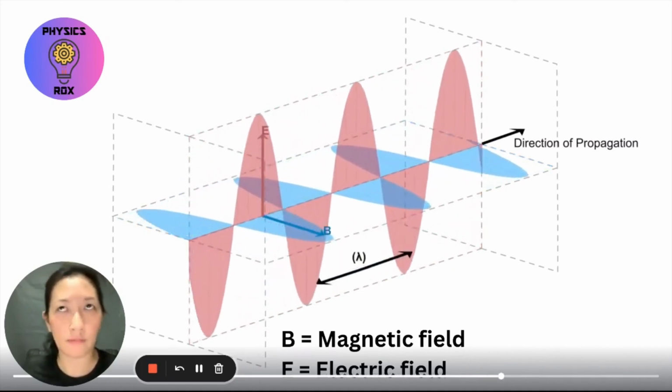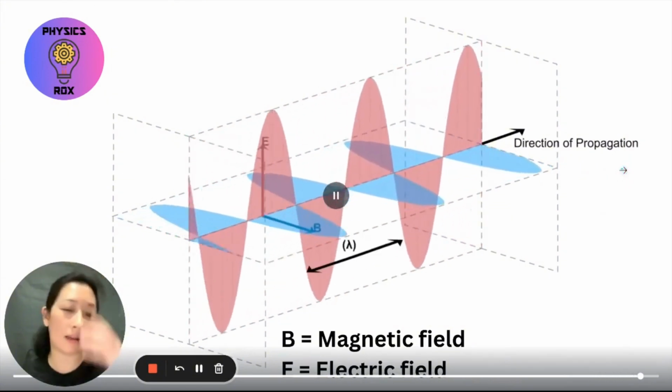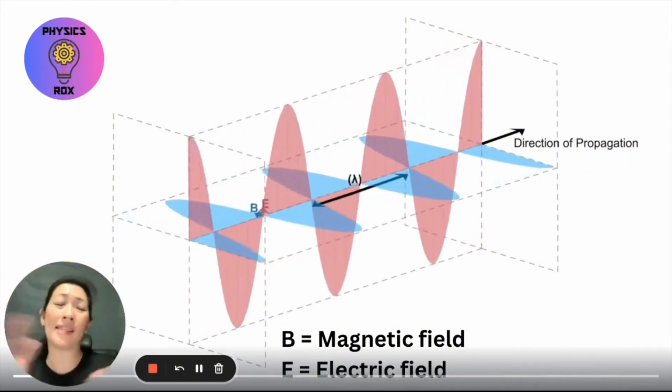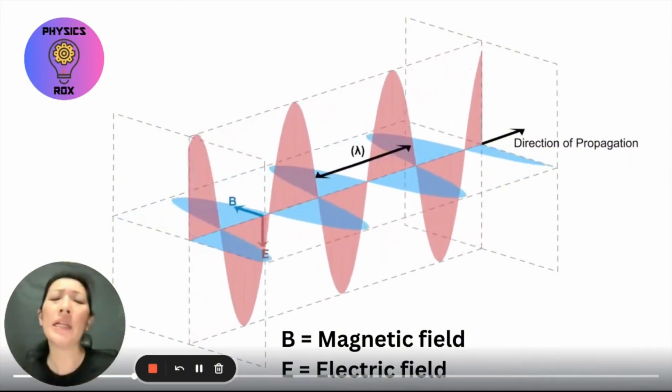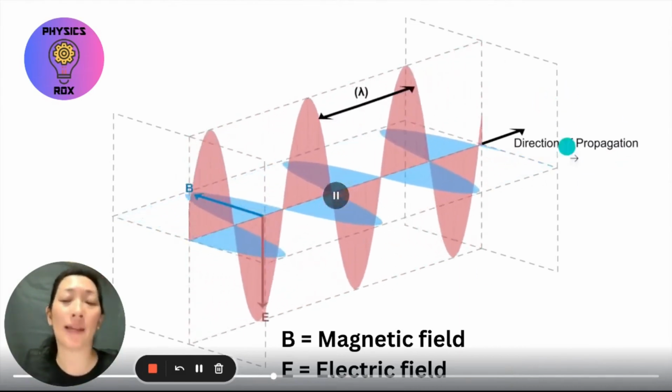But honestly, if you just recall, it doesn't matter whether up or down, left or right is magnetic or electric. Sometimes it's one, sometimes it's the other. They could be changing. It's the combination of both these fields together that make up the electromagnetic wave.